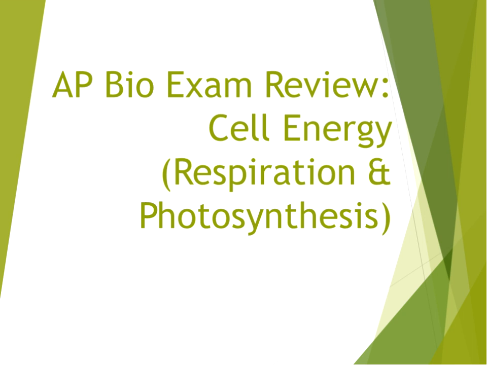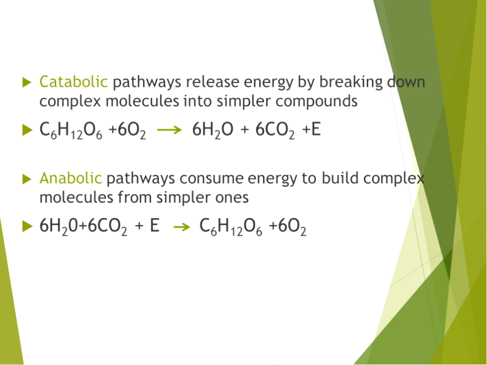Today's review session is going to be on cell energy, so we're going to be focusing on respiration and photosynthesis. So let's just start with a review of the words catabolic and anabolic. Catabolic are pathways that release energy by breaking down complex molecules into simpler compounds. So this would be an example of what happens during respiration when glucose gets broken down. That would be a catabolic pathway because energy is being released.